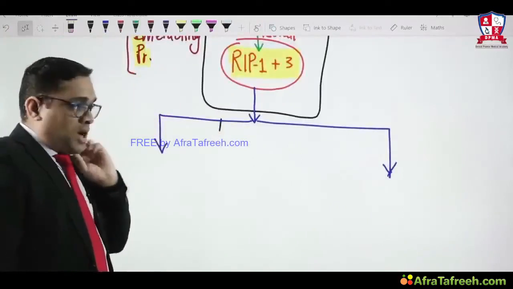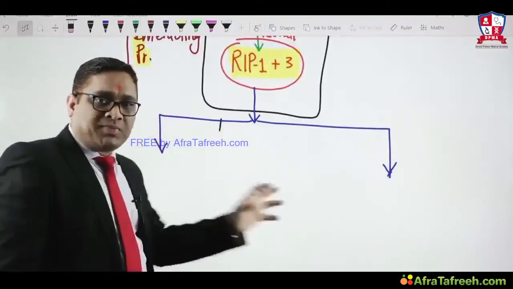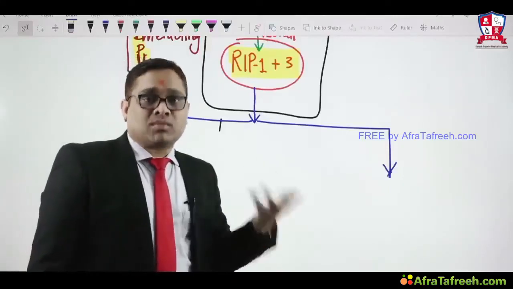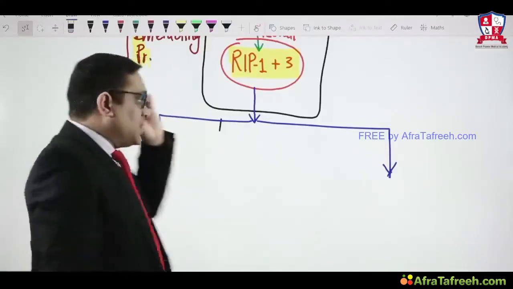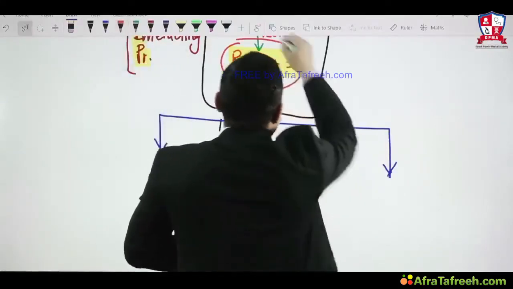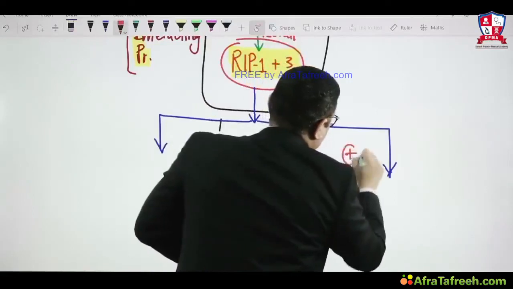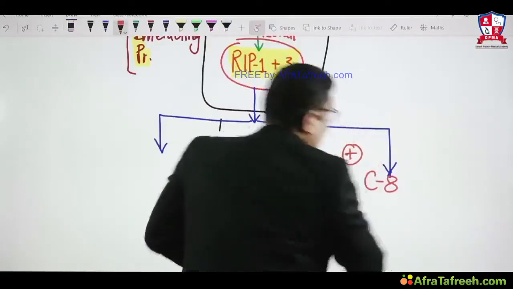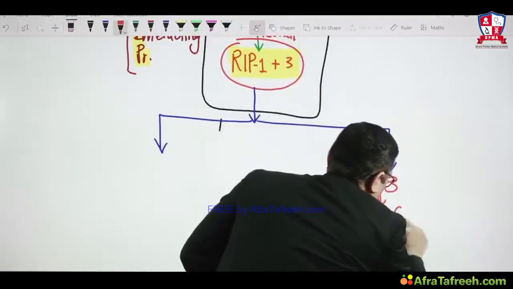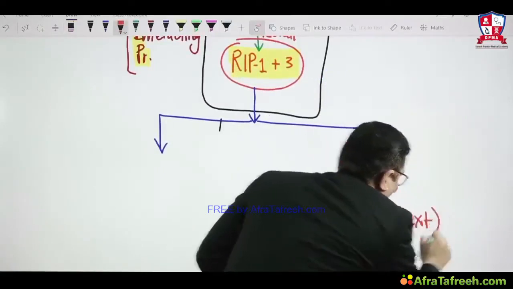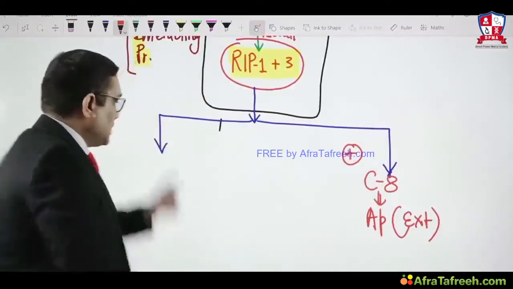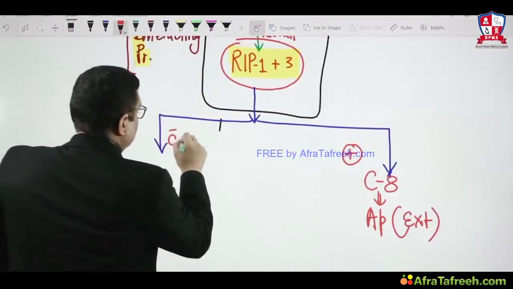RIP1, RIP3, either they will be accompanied by caspase 8 or they will have no involvement from the caspase 8, right? So when caspase 8 is involved along with them, then this will undergo apoptosis. You remember, the extrinsic pathway of apoptosis. So with caspase, apoptosis.